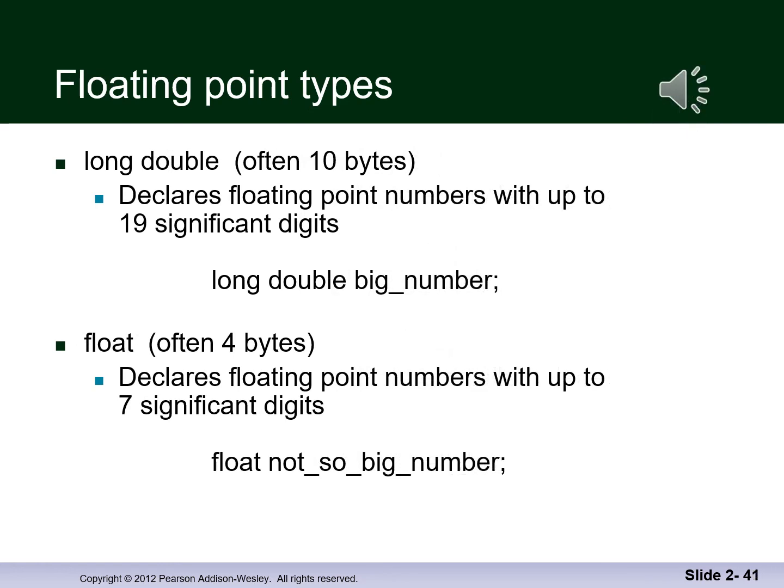Here are some other declarations of a long double, which requires 10 bytes, as opposed to a double, which requires 8 bytes, and a float, which requires 4 bytes. I like the author's name for the float: float notSoBigNumber. That's deceiving, because a float can represent a significantly large number, as we noted on the slide. Not the previous slide, the slide before the previous slide.